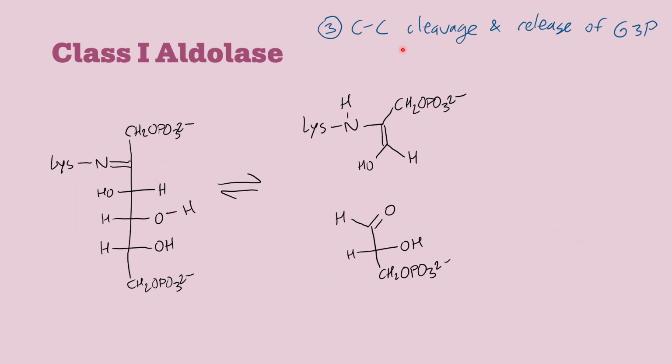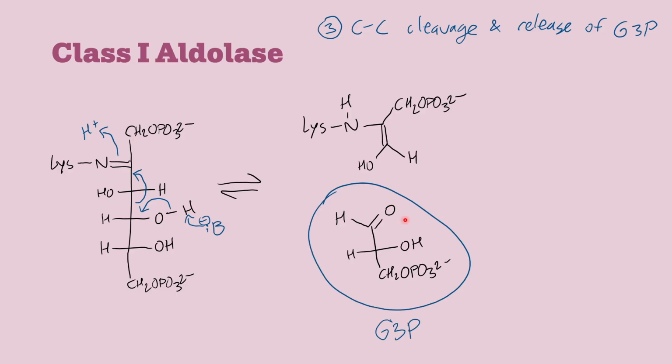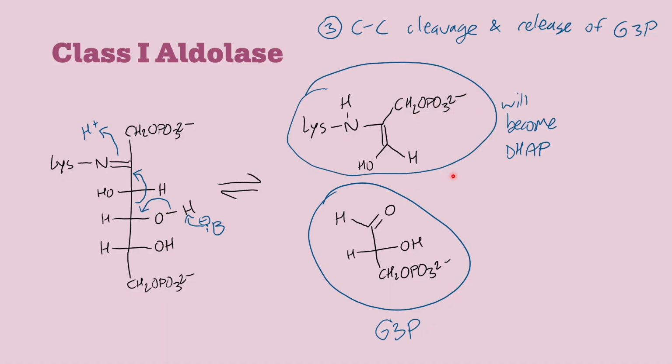Now we will cleave the carbon-carbon bond and release G3P as one of our products. A basic side chain comes in here and deprotonates the hydroxyl group, forming an aldehyde and then cleaving the single bond right here. The electrons go to form a double bond intermediate with an attached amino group that came from that Schiff base. This product here is G3P, one of the products of the overall reaction. So now we just need to convert this other intermediate into our other product, DHAP.